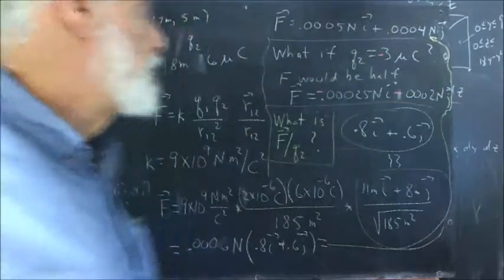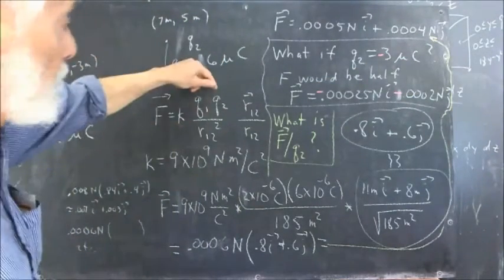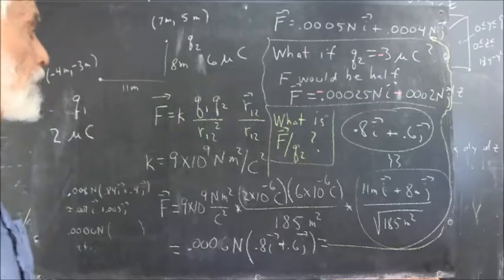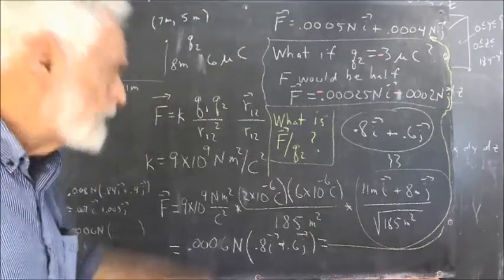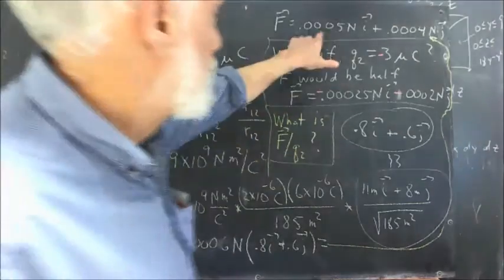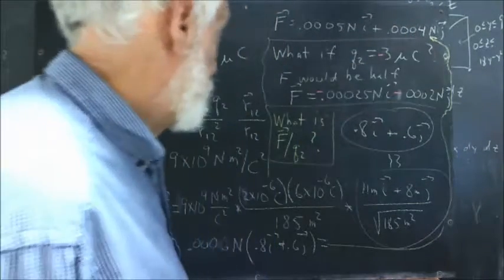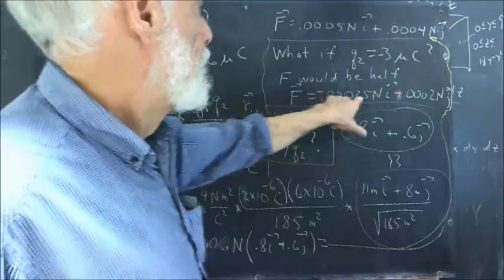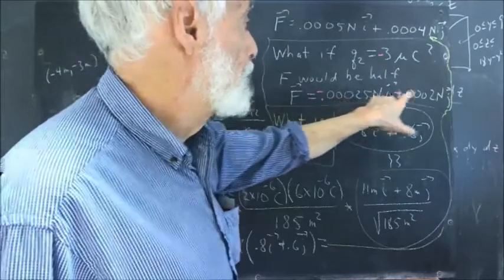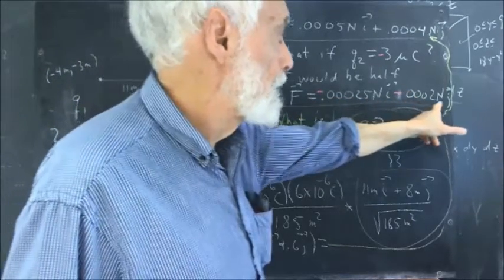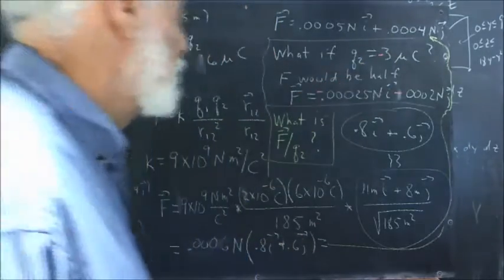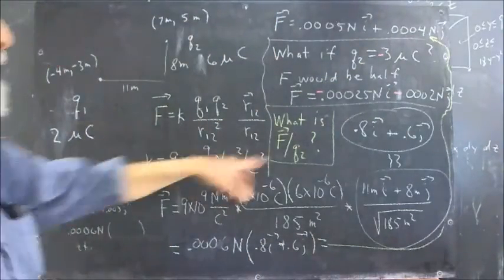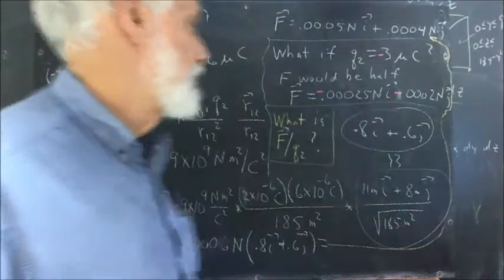If we calculate it based on 3 microcoulombs, well, Q2 is just a factor of the whole calculation. If Q2 becomes half as great, the whole calculation will come out half as great. So we can take half of the force, and we're going to get 0.0025 newtons, and this would be plus 0.002 newtons. Then if Q2 was negative 3 microcoulombs, what would it be? Well, then it would be negative of what we just said.